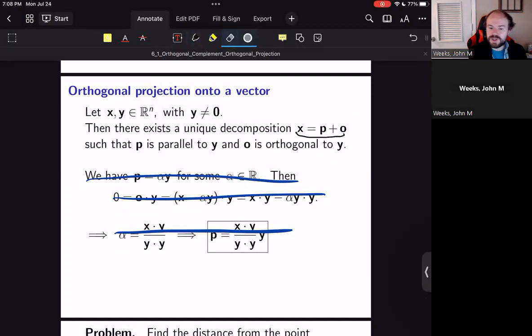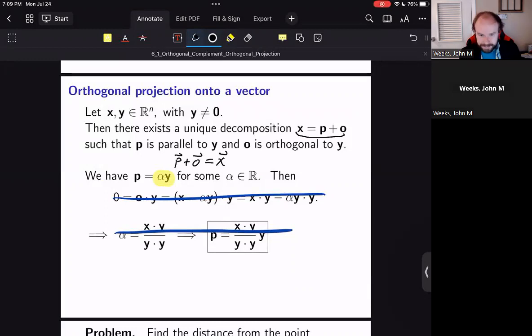Well, in order for us to do this, we're going to start by taking a general projection p, which is alpha y, that is going in the direction of this orthogonal projection vector p. So we know it's going to be parallel to y, so it's going to be equal to alpha y. So we know two things, that this vector p plus the vector o, the orthogonal projection, is equal to x, and we know that the vector p is some scalar multiple of y.